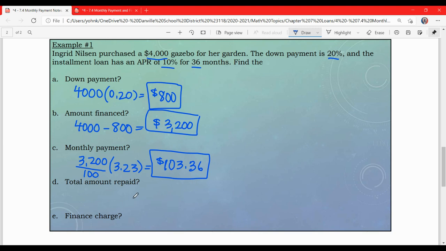So to find the actual amount that we're repaying, we take the number of months that we're paying, 36, and multiply by the monthly payment, 103.36. This means that at the end of 36 months or 3 years, we will pay back $3,720.96.